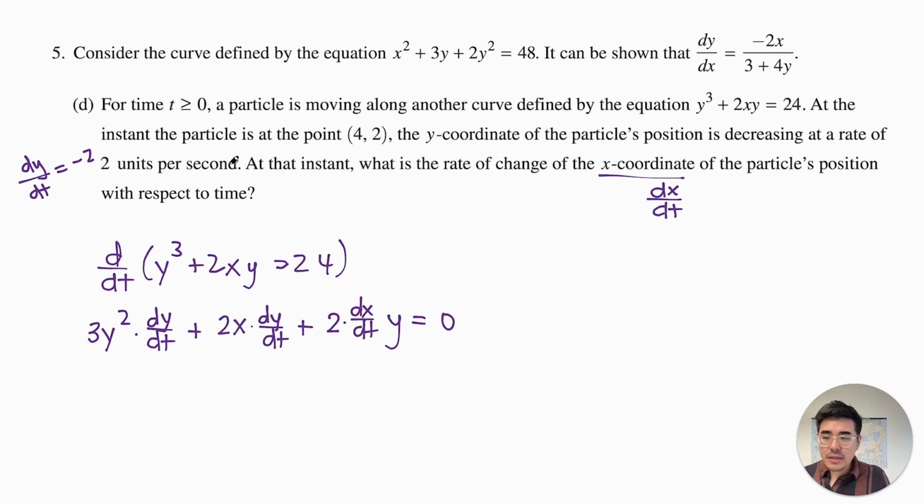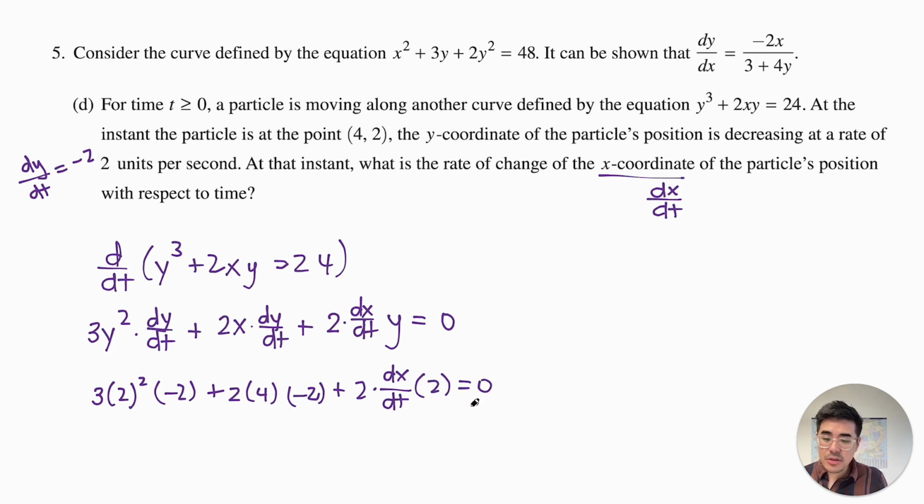Then we have everything we need to plug into this equation. We have the point, and we have the dy/dt. So it's going to be 3 times 2 squared times negative 2, plus 2 times 4 times negative 2, plus 2 times dx/dt, which is the thing that we don't know, and then y is just 2, is equal to 0. So let's move everything over to the right side. This is 3 times 4, which is negative 24, and then this is 2, 8, 16, so this is negative 24 minus 16.